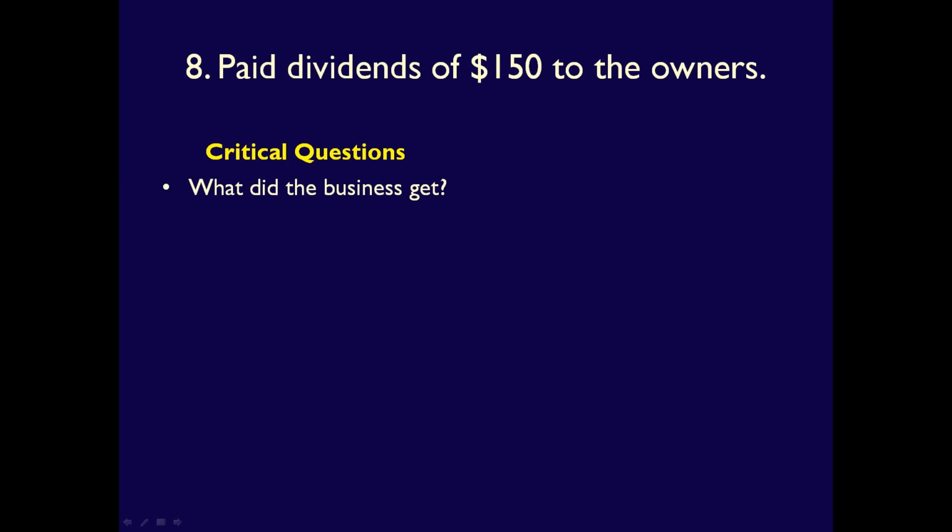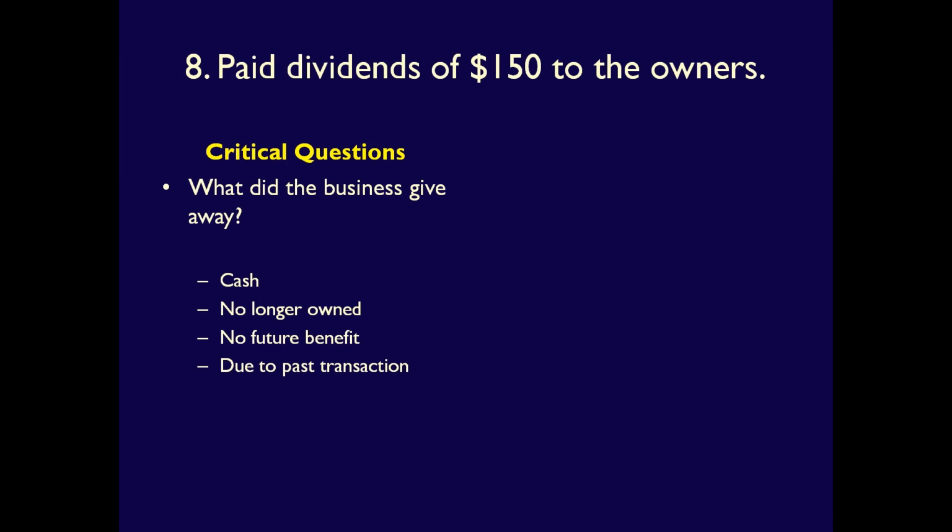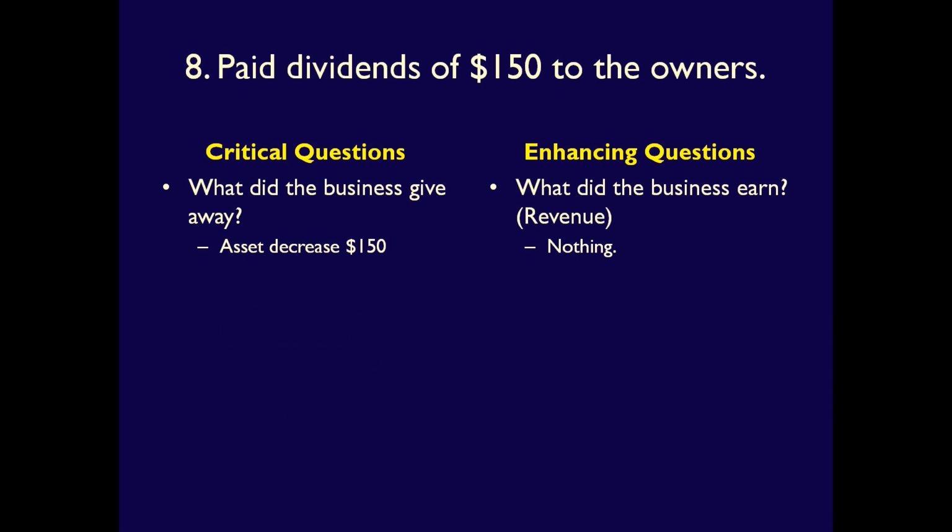What did the business get? They got nothing that I can see, so it's not really clear. What did the business give away? They gave away cash, which means that they no longer have a future benefit and they don't own the cash anymore, all due to a past transaction. Assets decreased by $150. What did the business earn? Nothing, as they haven't done anything for the customer yet.